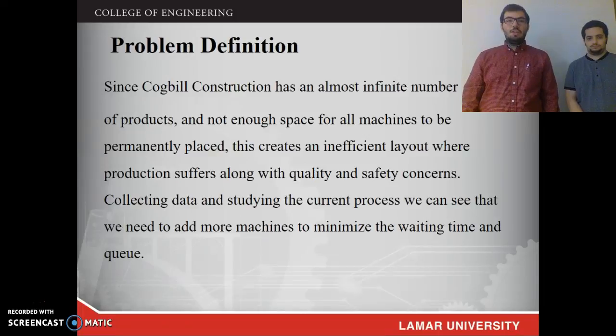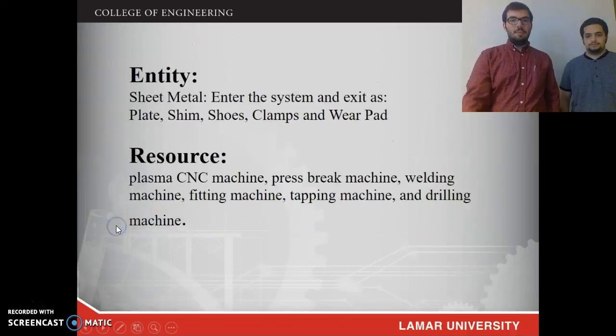Problem definition. Since cockpit construction has an almost infinite number of products and not enough space for all machines to be permanently placed, this creates an inefficient layout where production suffers along with quality and safety concerns. Collecting data and studying the current layout process, we can see that we need to add more machines to minimize the waiting time and queue.